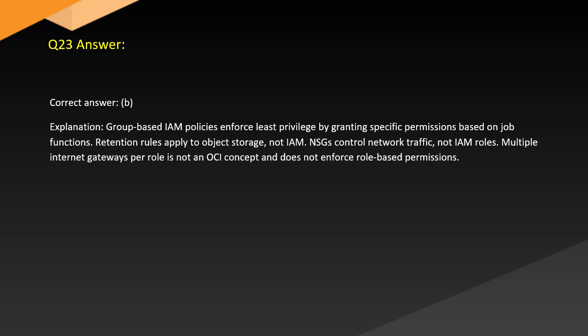Answer. Correct answer: B. Explanation. Group-based IAM policies enforce least privilege by granting specific permissions based on job functions. Retention rules apply to object storage, and network security groups control network traffic, not user roles. Multiple internet gateways per role is not an OCI concept and does not enforce role-based permissions.